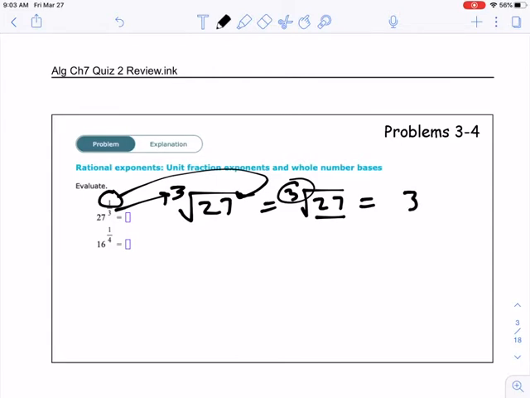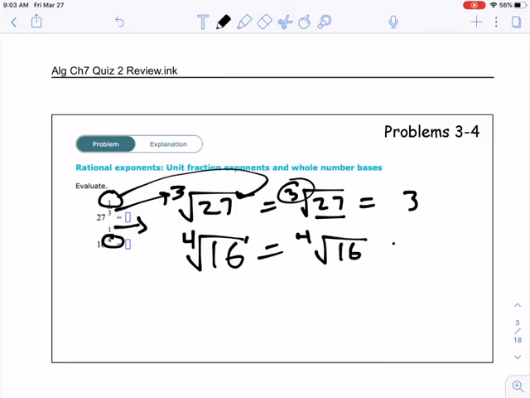16 to the 1/4 power is the same thing. You put 16 under a radical sign, it's going to be the 4th root, because that's what that tells us, and only to the 1st power, because that's what that tells us. So that is the 4th root of 16, which is 2, because 2 times 2 times 2 times 2 gives us 16.